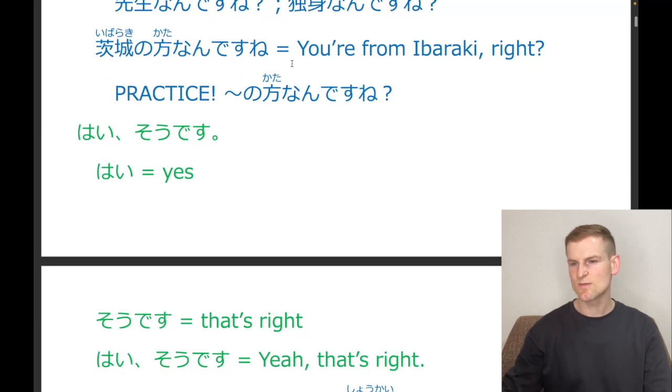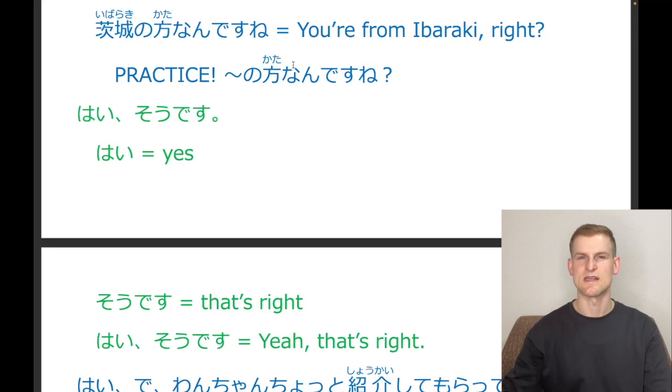So, if you know something about someone and you want to use that as a conversation starter, you can use this pattern, no kata nan desu ne. So, Kankoku no kata nan desu ne. Or if you meet a Japanese person in your home country, of course, you could say, ah, Nihon no kata nan desu ne. You're from Japan, huh? And it's a very polite way of saying that. So definitely go ahead and practice this with several different patterns.